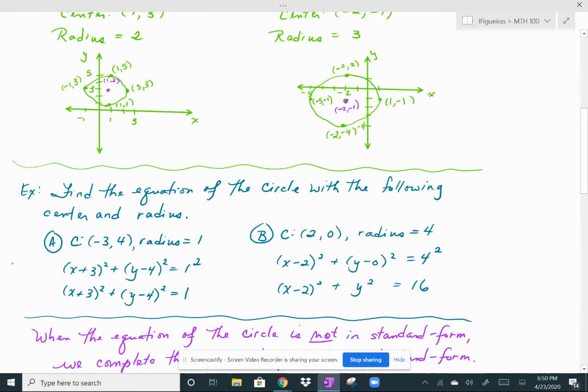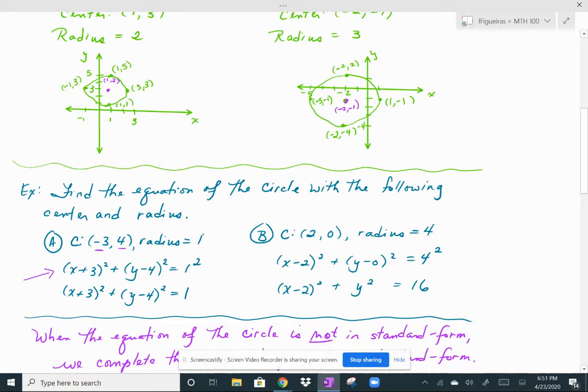Here on the left, I want to find the equation of the circle with a center at negative 3, positive 4, and a radius of 1. The first coordinate is the one associated with x. The second one is associated with y. And remember, you always want the opposite signs. So the first binomial will be x plus 3 squared. The second binomial will be y minus 4 squared.